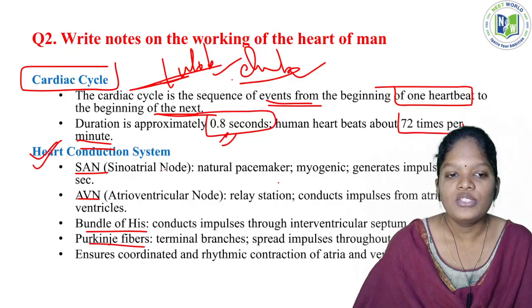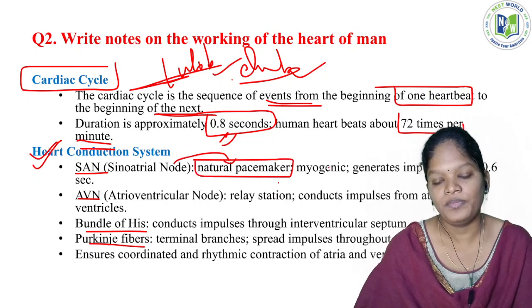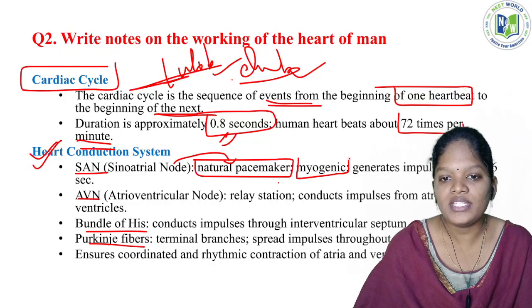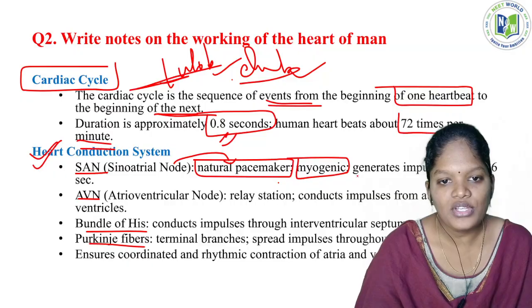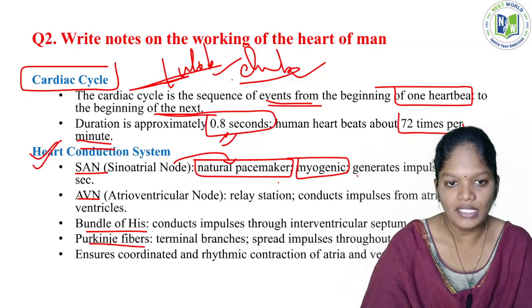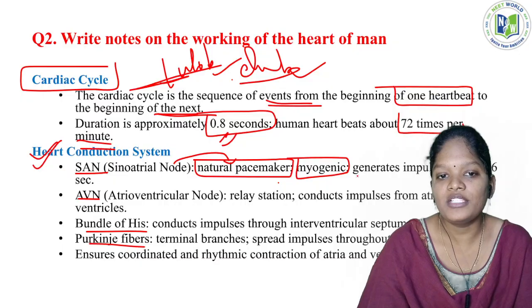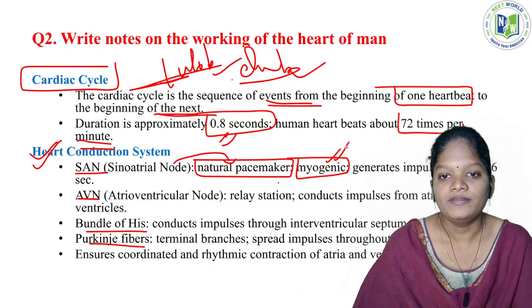You know that? The sinoatrial node is called the natural pacemaker, and it is myogenic. Natural pacemaker in the sense that this is the one creating the impulse, isn't it? So this is the one creating an impulse, and that is why it is called a natural pacemaker. And the human heart is myogenic.